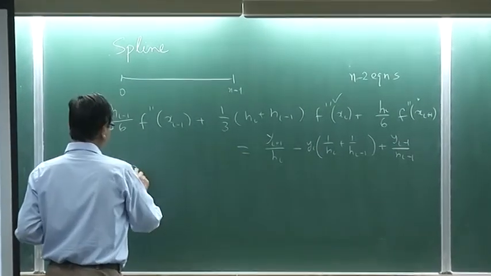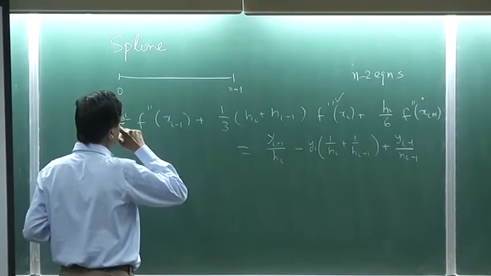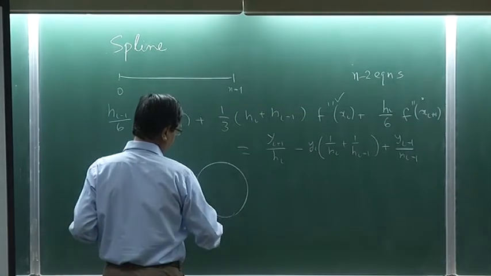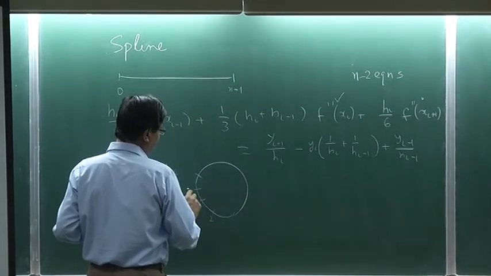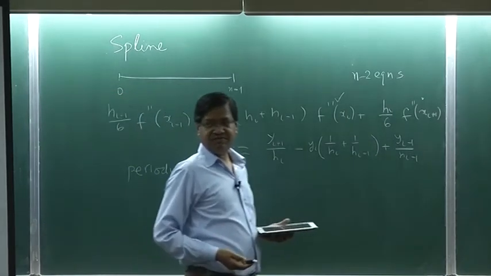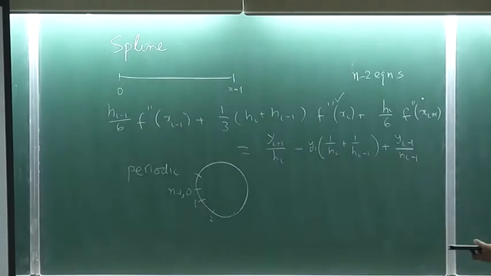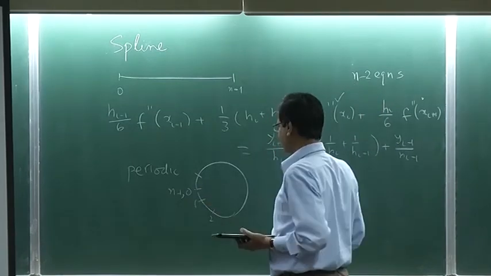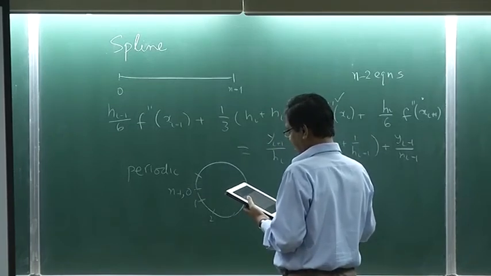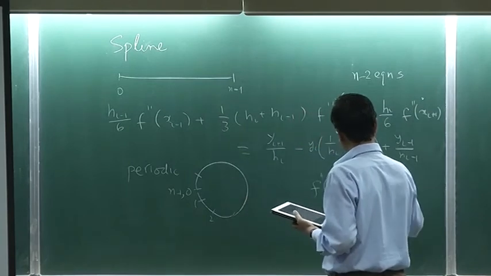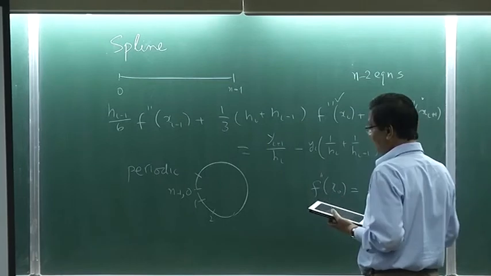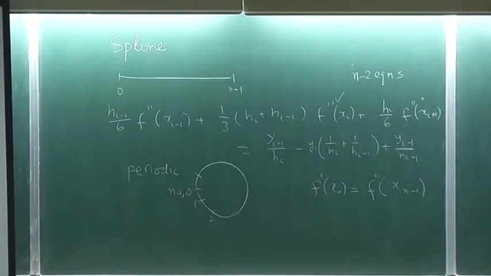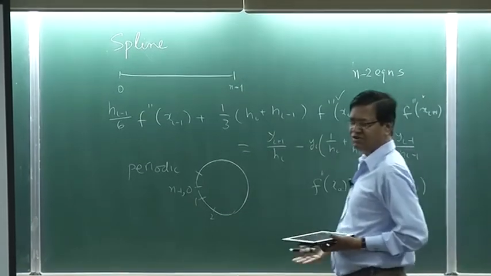If we assume periodic, then these 2 points are the same. So it's like in a circle: 0, 1, 2 like this, and this becomes n minus 1. So effectively we have one less point, so we need one less condition. It's already n minus 2, so I just need to add a condition on the double derivative here. What we want is f double prime x0 equals f double prime x n minus 1. They're the same point, but you have to take the double derivative from the left and from the right, and that is what we are assuming. So that will give you n minus 1 conditions, and we have n minus 1 unknowns, and you can solve it.